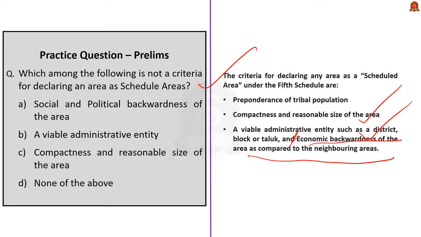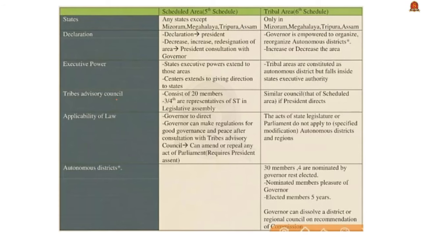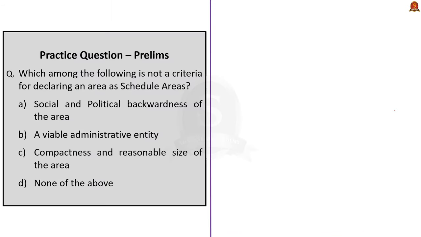So here the correct answer for the question is option A, because social and political backwardness of the area is not a criteria to declare an area as scheduled areas. Okay, so here the correct answer is option A. I have displayed here the difference between the 5th schedule and the 6th schedule. You can pause the video and go through it.